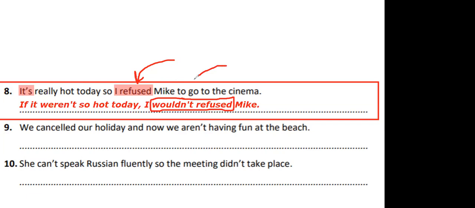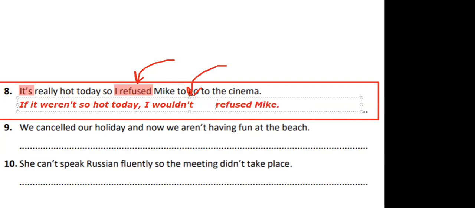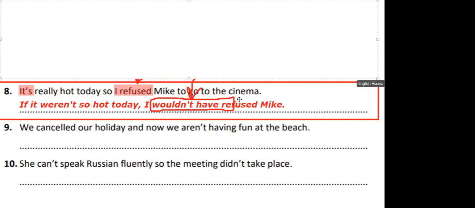So how do we say that about the past? We use had. Yeah, but we don't use had. What do we use? Have. Okay. I wouldn't have refused Mike.